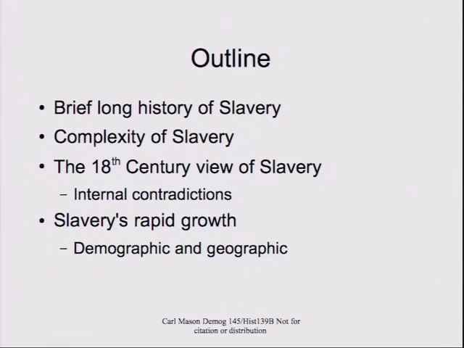As I just said, we'll first start with the brief, long history of slavery. That sounds like an oxymoron, perhaps it is. Slavery has a very long history. We'll be treating it very briefly. We'll talk about some of the complexities of slavery, not all of them. Then we'll talk about the 18th century view of slavery, that is the view of slavery around the time of the founding of the Republic, and then slavery's rapid growth and its demographic and geographic consequences. It's a rather spread out kind of lecture. It doesn't have the very distinct main point that some other lectures have, but all of it I think will be very useful in doing the lab.